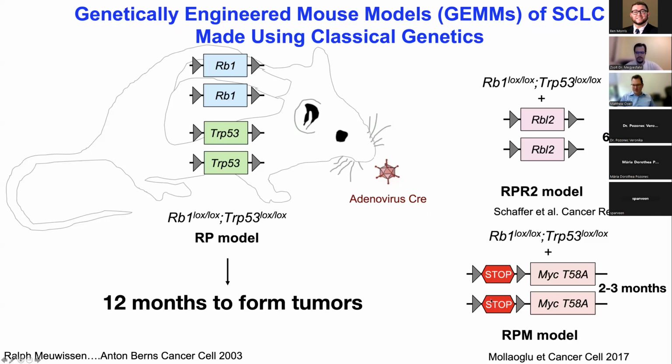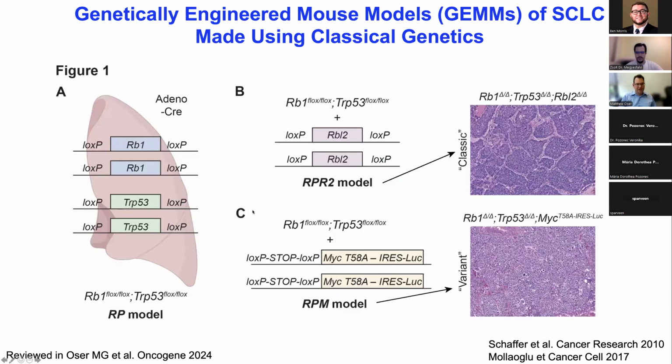And then Trudy Oliver's lab put a transgenic MYC into the RP mice. And this not only accelerated tumor development to about 2 or 3 months, but also changed the phenotype associated with those mice, and we'll go into that a little bit here.